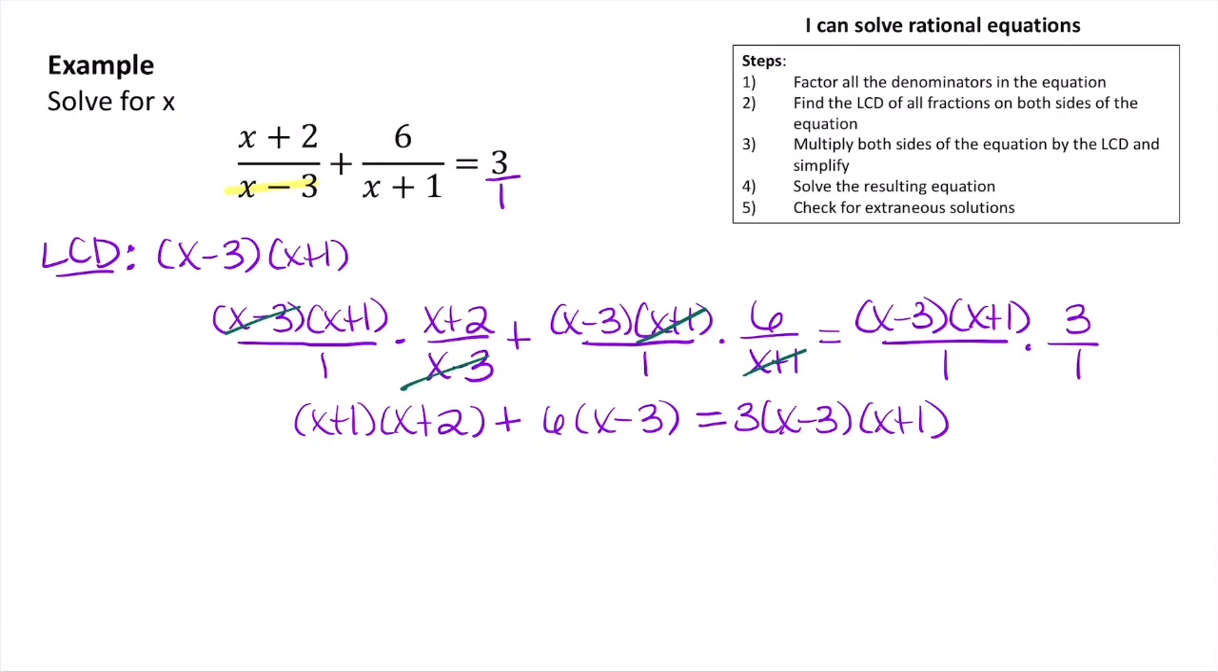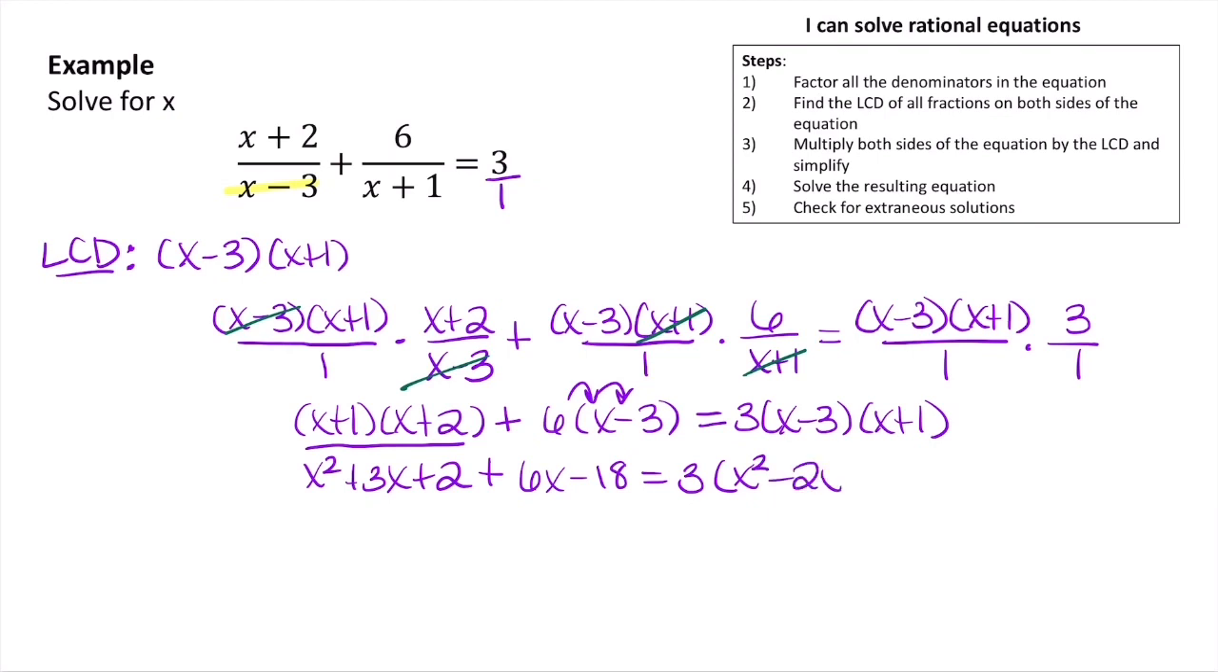Now I need to do a whole bunch of distributing and using FOIL to simplify everything. If I do x plus 1 times x plus 2, and you can FOIL this on your own, you're going to get x squared plus 3x plus 2. Then plus, now we distribute the 6, so we get 6x minus 18, and that's equal to 3 times, and I'm going to FOIL this before I multiply by 3. When I FOIL it, I get x squared minus 2x minus 3. When I multiply that by 3, I get 3x squared minus 6x minus 9.